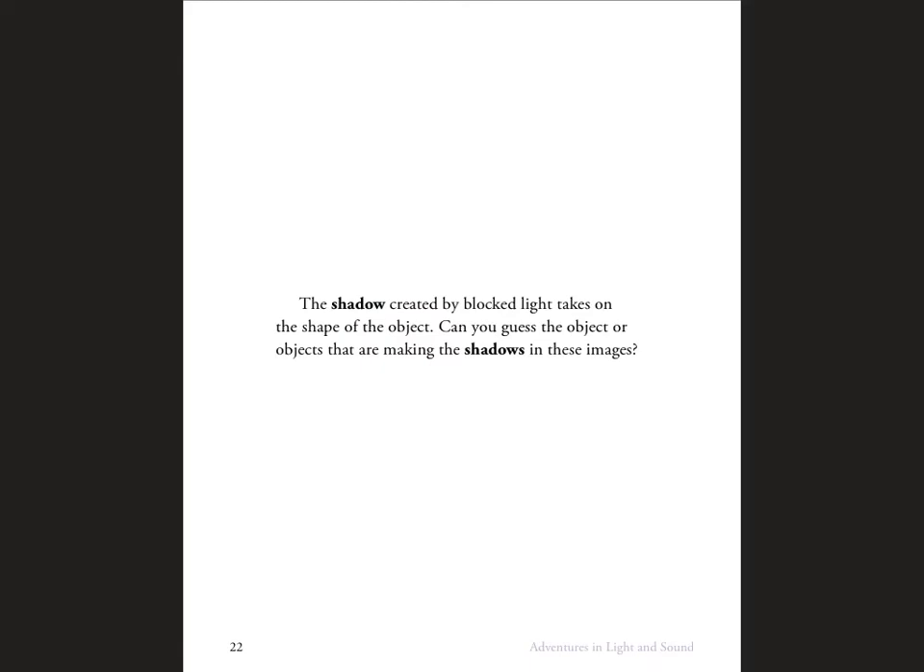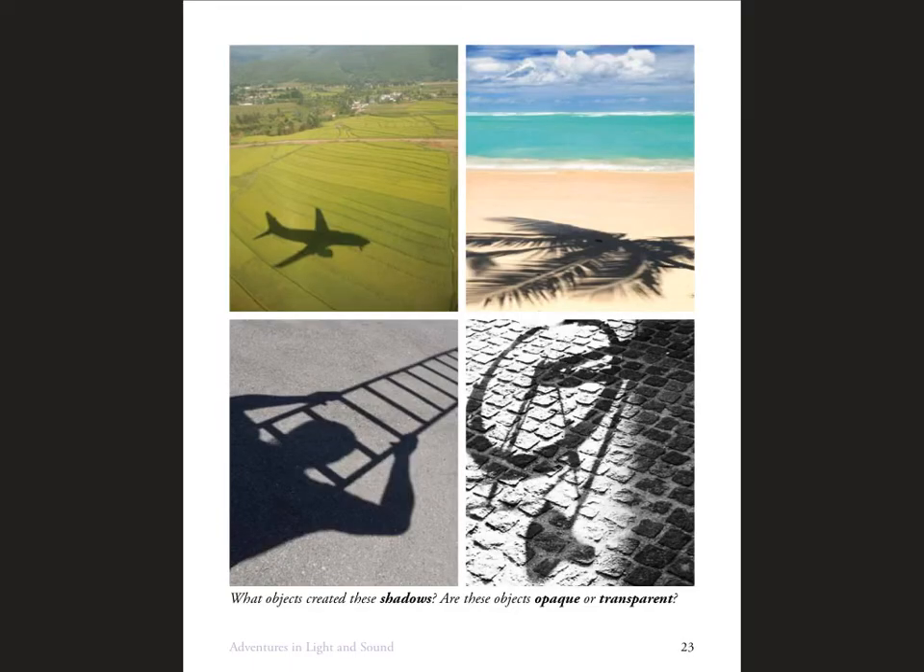The shadow created by blocked light takes on the shape of the object. Can you guess the object or objects that are making the shadows in these images? What objects created these shadows? Are these objects opaque or transparent?